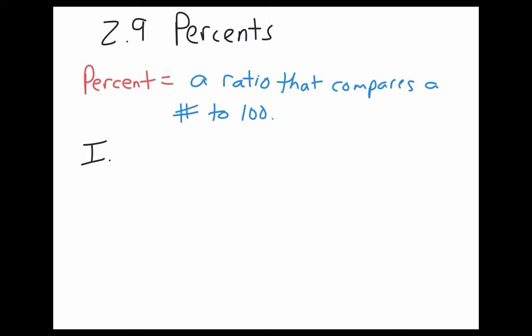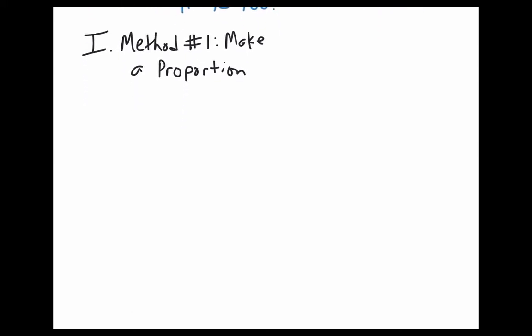But the first thing, Roman numeral 1, I'm going to say is method 1. And that's to make a proportion. I'm going to try to stay on the left-hand side of my notes so I can go back and do the right side. You might want to try to do the same. So method number 1, make a proportion. For my example, I'm going to go more than halfway across the page, but I want to do it twice, once on the left, once on the right.